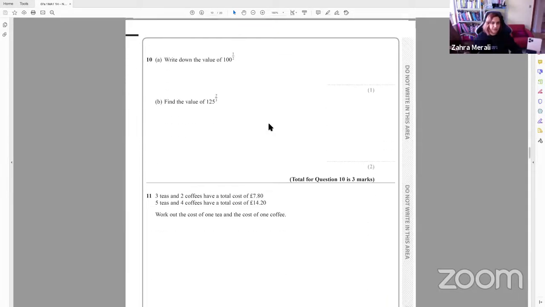This is nice and easy, 1 mark. What does the power of half mean? Any value to the power of a half is the square root of that value. So 100 to the power of a half is going to be 10. And then we've got 125 to the power of 2/3.